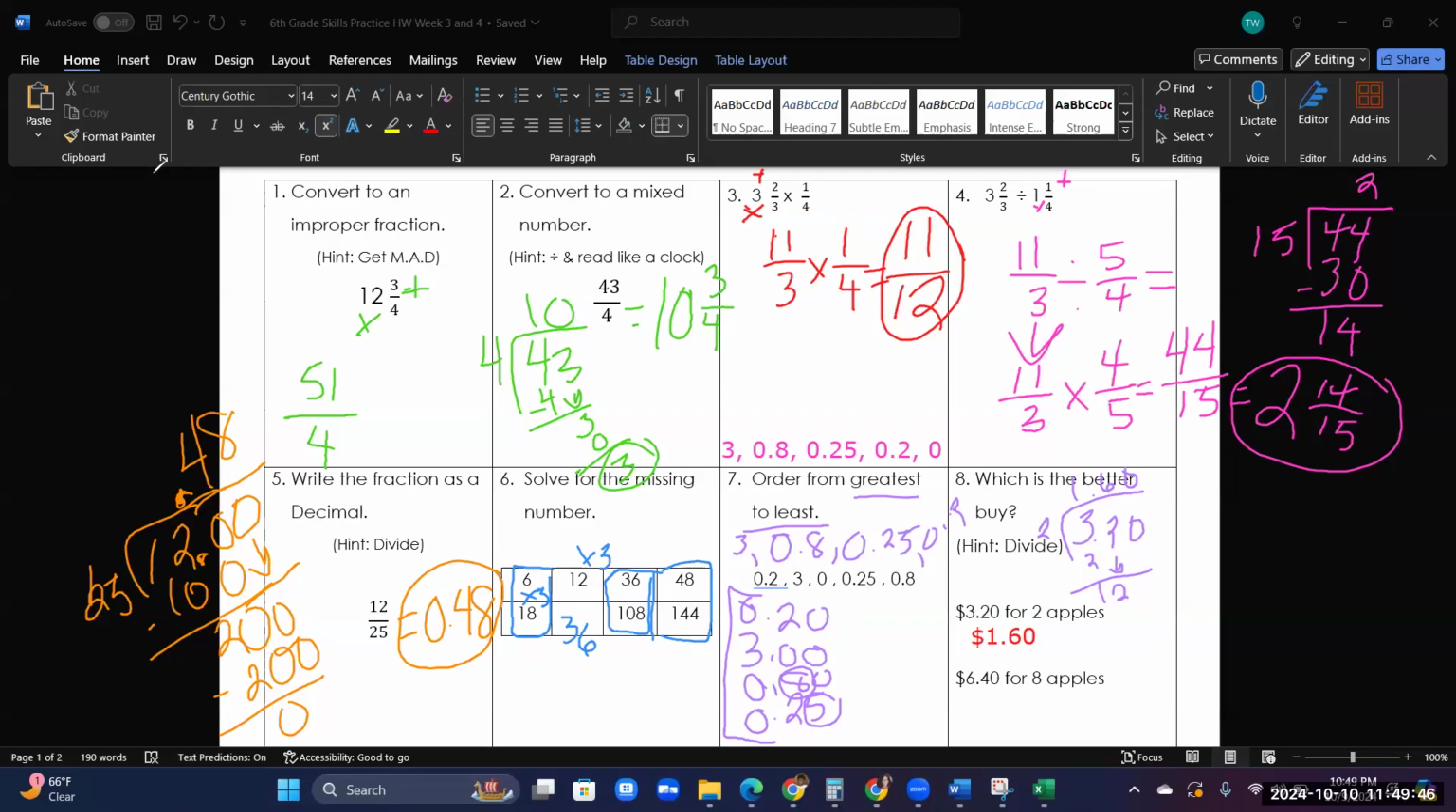All right, divide that out, 640 by 8. And you might know that 8 times 8 is 64. Anything 0 divided by anything is itself. So 80 cents for 1. All right, and based on that, we'll see the better buy is the one that's the cheapest, which would be the $6.40 for 8.